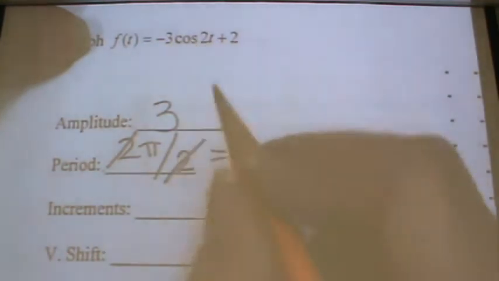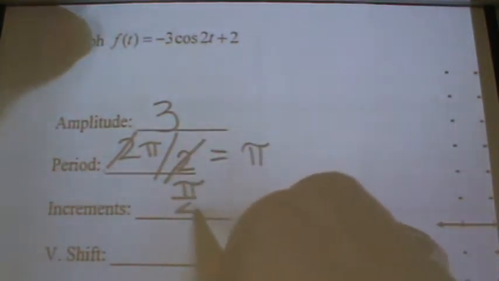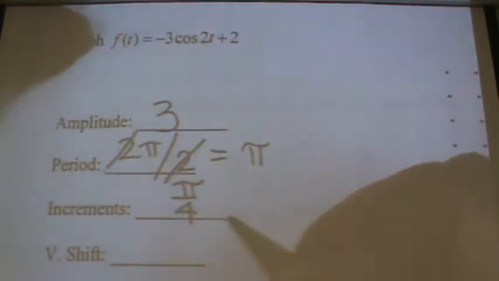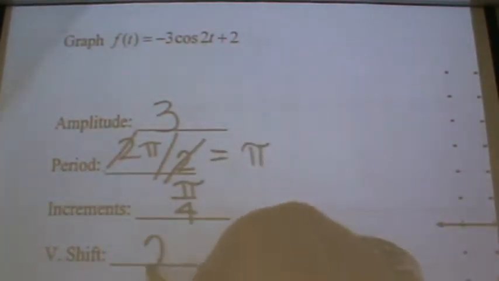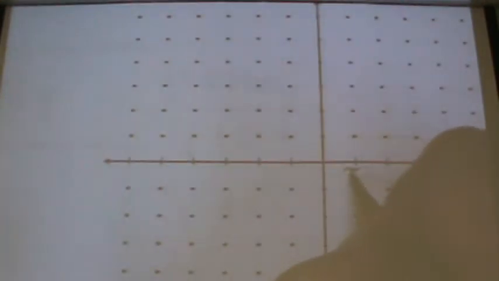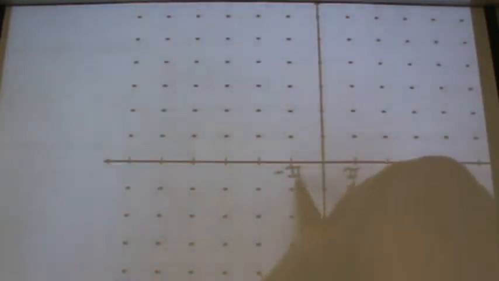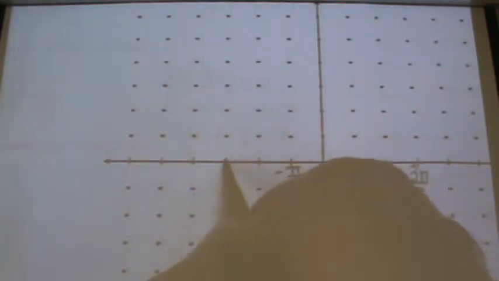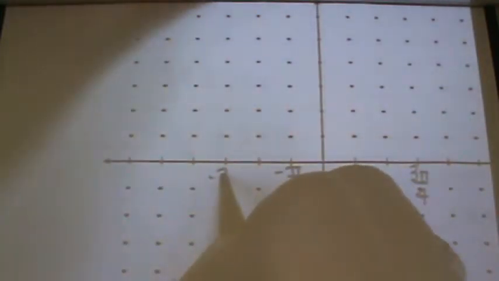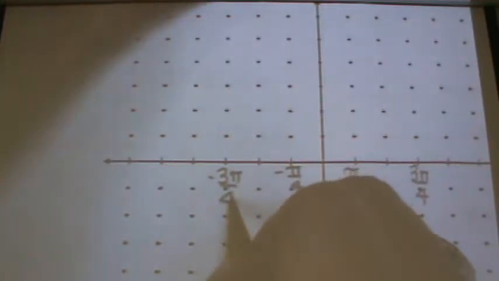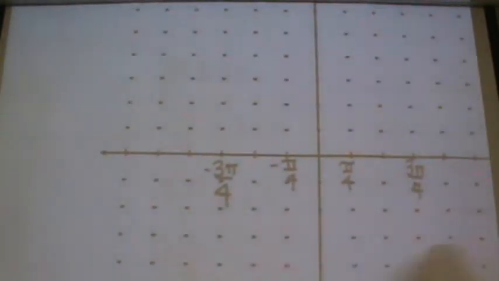Cut this, because it's a cosine, into 4 increments. So we're counting by pi over 4. And you have a shift 2 up. So this is 1 pi over 4, 2 pi over 4, 3 pi over 4, and 4 pi over 4. -1 pi over 4, -2 pi over 4, -3 pi over 4, and -4 pi over 4. I'm just going to do every other one like that. So this is a shift 2 up.